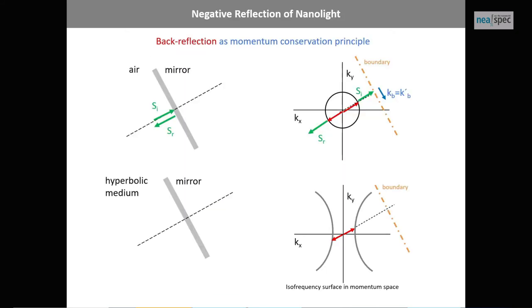But OK, back reflection is this condition. So we have the k that is normal to the boundary, it comes normal to the boundary, and it comes back normal to the boundary again. And in the case of hyperbolic media, it is this one, where we have these two k's that are normal to the boundary, but the pointing vector has other directions. So basically, what we will see is this kind of back reflection from a different angle.